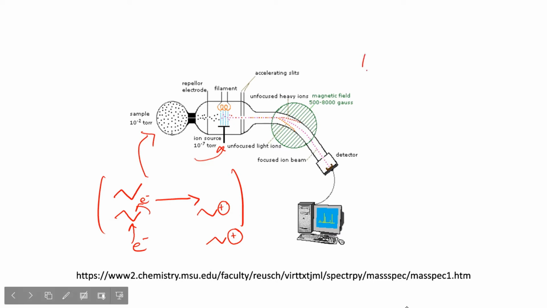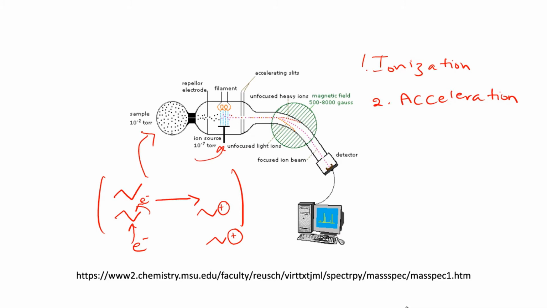So that's the second step. So I'll just write it out. The first step, ionization. Second step, acceleration. Right? Then, as you see here, these are electromagnets. The ion beam that I was referring to passes through electromagnets. So it passes through a magnetic field. Now, what happens there when it passes through this magnetic field? You have deflection occurring, which is the third step of this process.